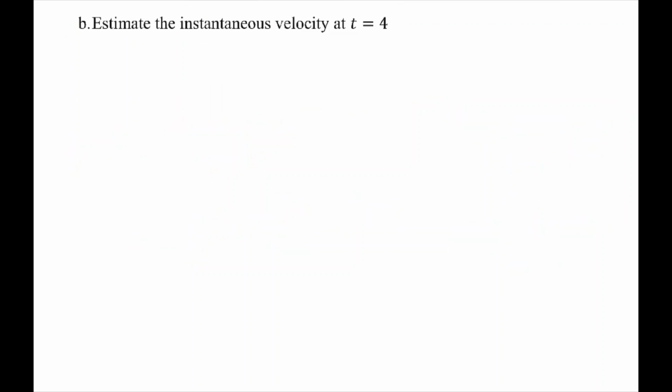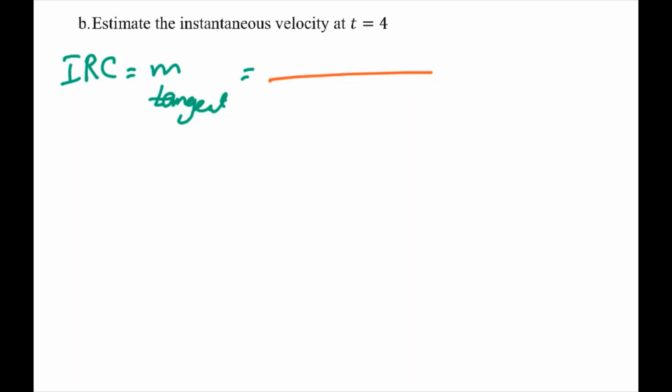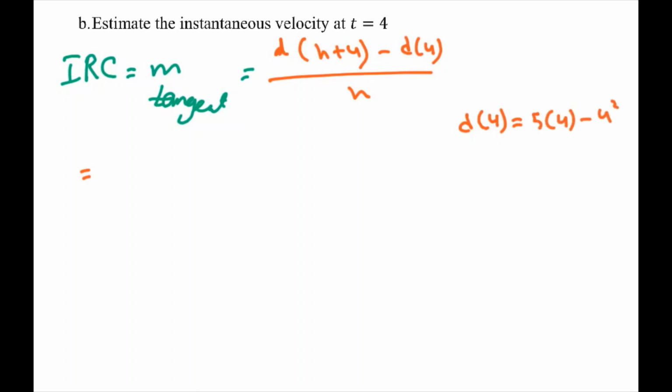Estimate the instantaneous rate of change at t equal 4. Then instantaneous rate of change is basically the slope of the tangent. In average rate of change is the slope of the secant. You need to remember that. d(h + 4) minus d(4) over h, which is equal. So now d(4) will be equal to 5 by 4 minus 4 squared, which is equal to 20 minus 16. That's equal to 4.